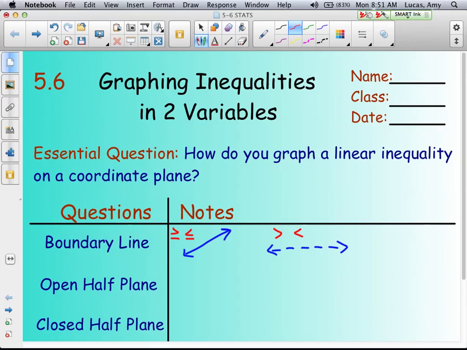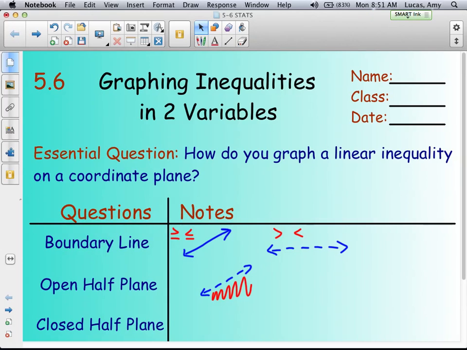Now, an open half plane means that we are going to have an open boundary line and then it's going to be shaded on one side. Shading it on one side creates a half plane. Think about a coordinate plane with an x and y axis. If our solution set was every point on the coordinate plane, that would be the entire plane being shaded. We're talking about a half plane.